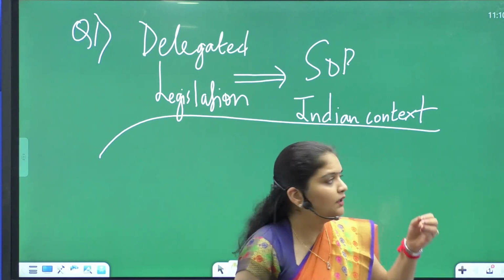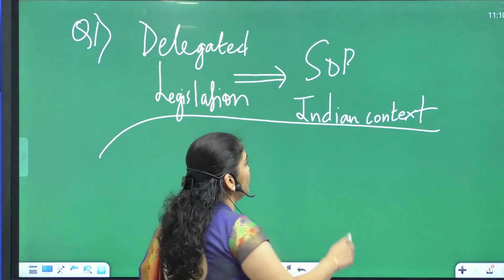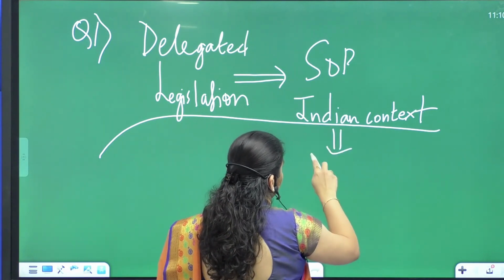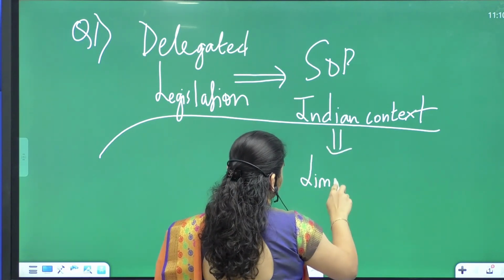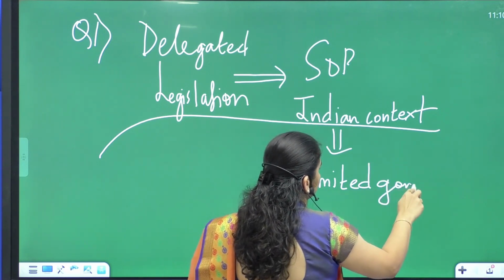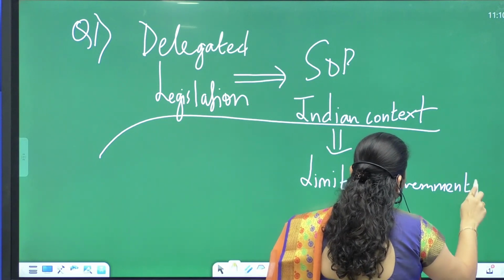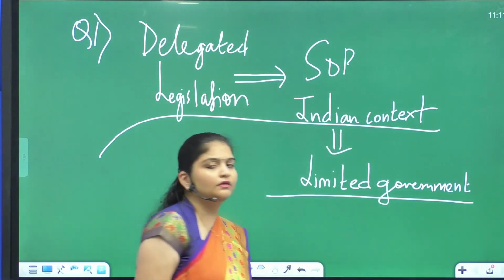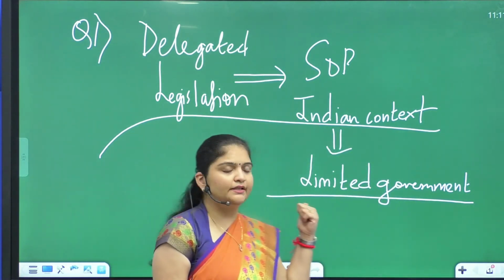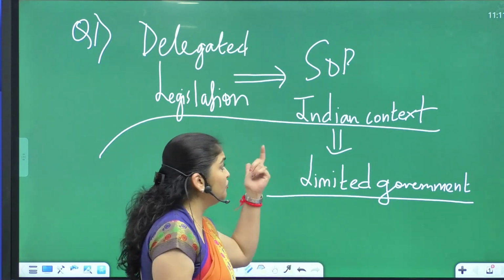So we know that the idea of separation of powers was in order to bring in what? Limited government. Who brought this? John Locke, okay? Even Montesquieu and others did, but we are applying it here in this context. Limited government, okay? Why does he talk of this separation of power?